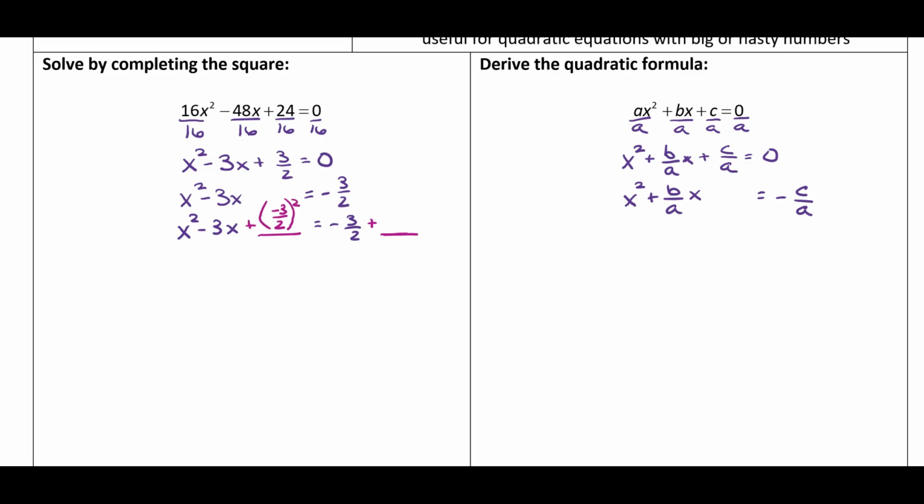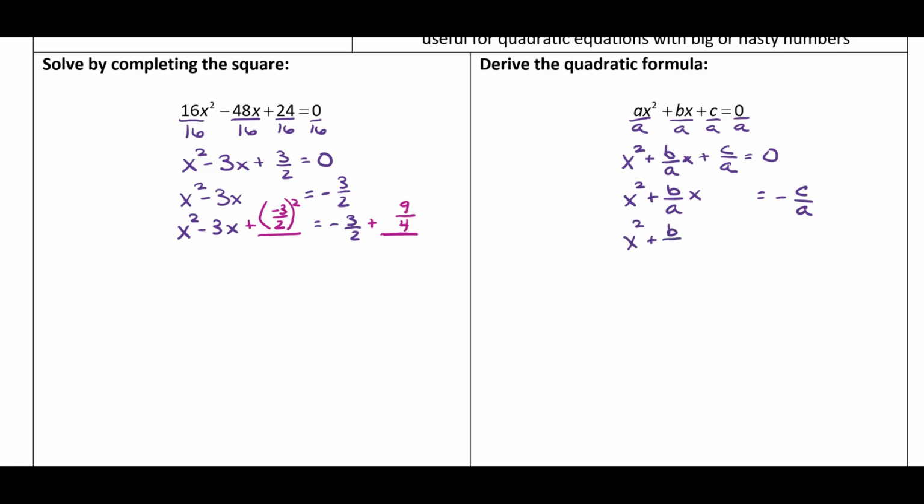So same thing over here. We would have negative 3 halves squared. If we go ahead and write down what that equals, negative 3 squared is 9, and 2 squared is 4. So negative 3 halves squared is 9/4. It's the same concept with our deriving problem.